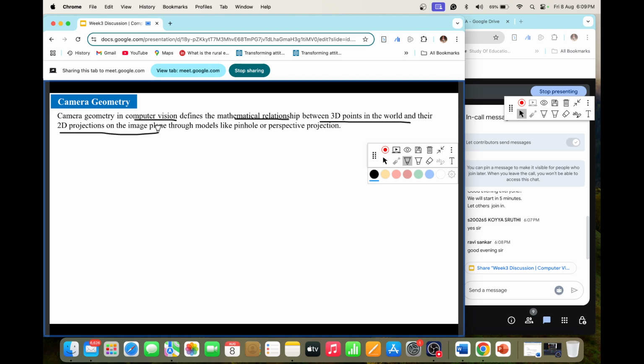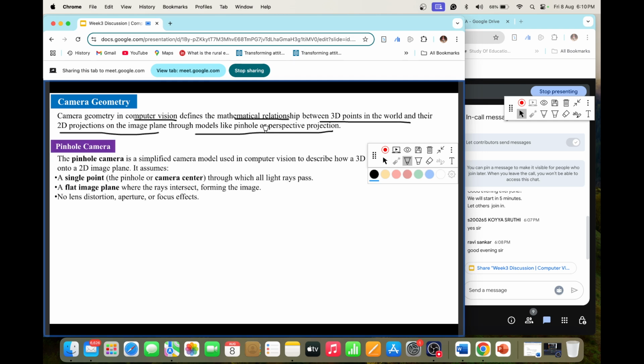Okay. So what is the role of the camera? The role of the camera is to capture an image, right? So your point will be somewhere in the 3D space, and you will be projecting it on a 2D image plane. That is camera geometry, through models like the pinhole camera or perspective projection. Perspective projection is a projection matrix through which we can convert a point in the 3D real world to a point in the 2D image plane. Okay. So that is perspective projection.